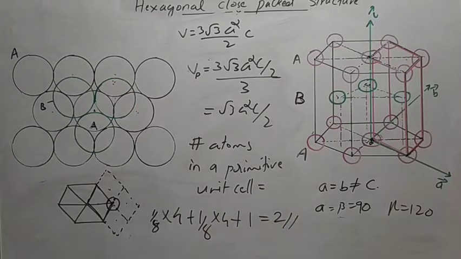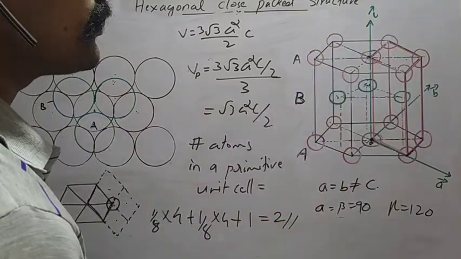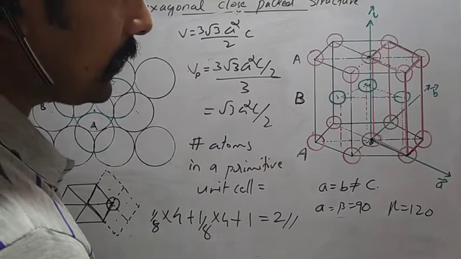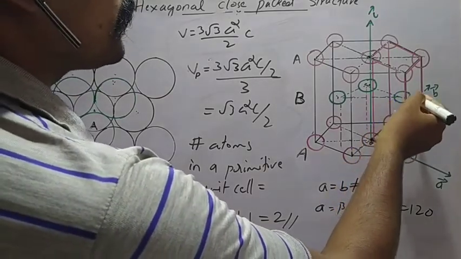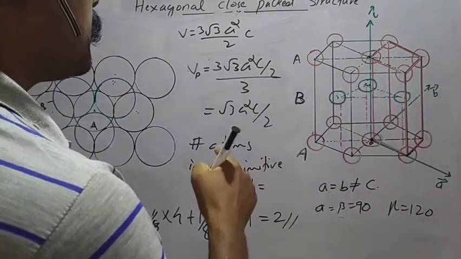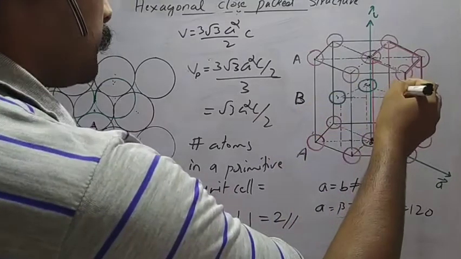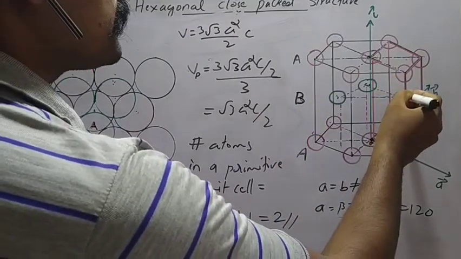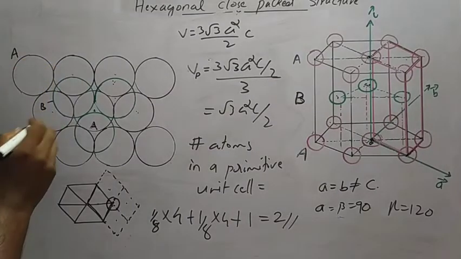Actually, we can define a primitive unit cell as one where the effective lattice points inside the unit cell should be equal to 1. And we can ask how the effective lattice point is equal to 1 in this unit cell, because the number of atoms in this primitive unit cell is equal to 2. For that, let me consider this figure.